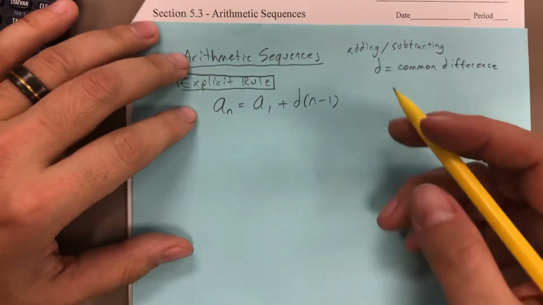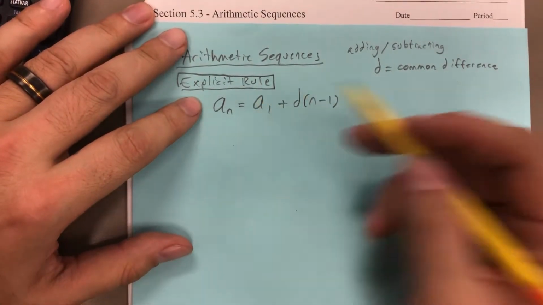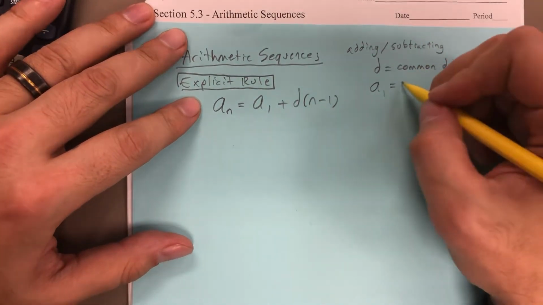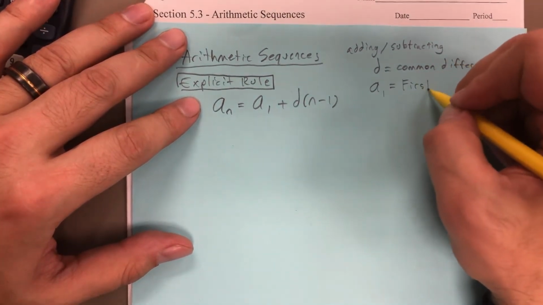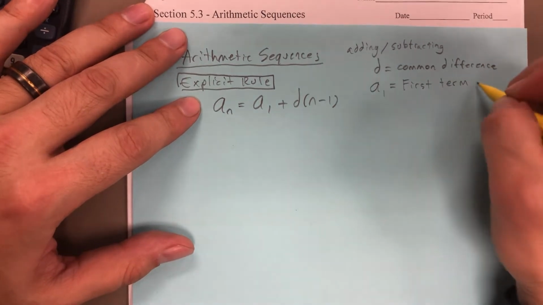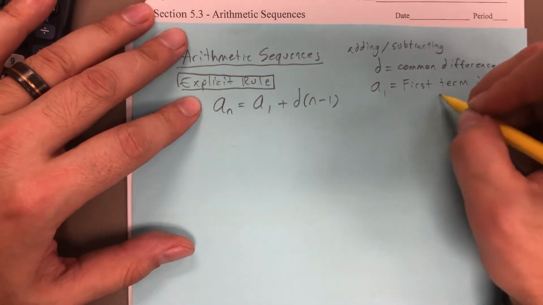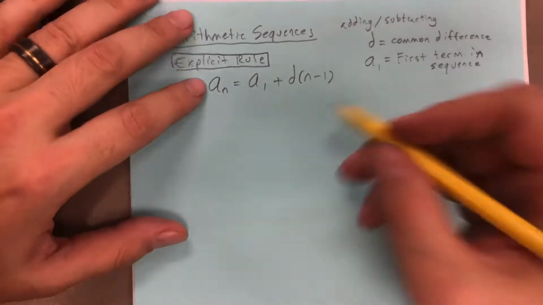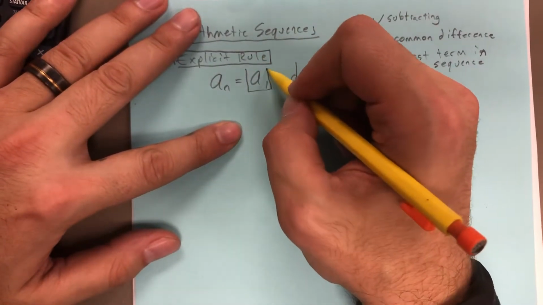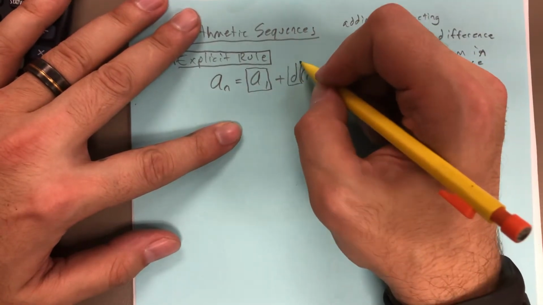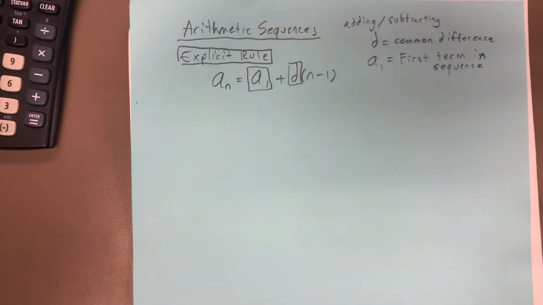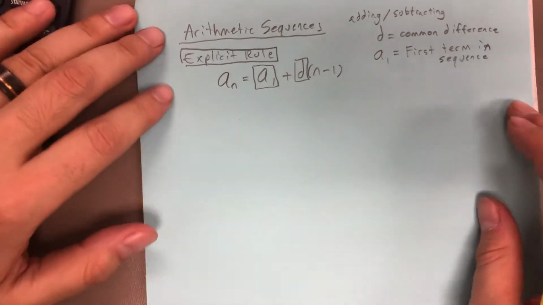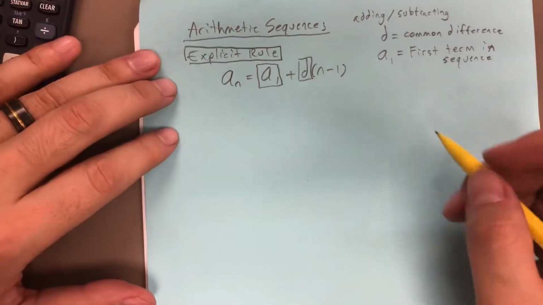All right, the other thing that you need to know is that a1 value there, a1 is the very first term in your sequence. But when you know those two things, a1, the first term, and d, the common difference, that gives you your explicit rule. Okay, so that's one formula that I'm going to use for an arithmetic sequence for the explicit rule.